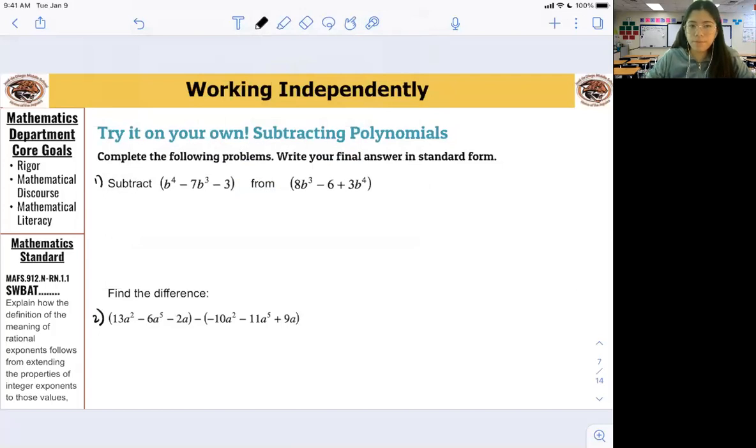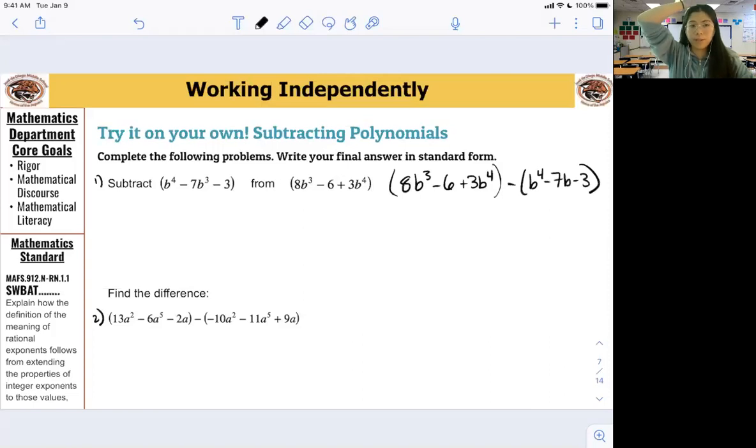Oh, the second one. The second one, yeah. So we write this one first. So it goes 8b cubed minus 6 plus 3b to the power 4 minus b to the power 4 minus 7b minus 3. So again, since you're taking that one away, you have to kind of write it backwards.